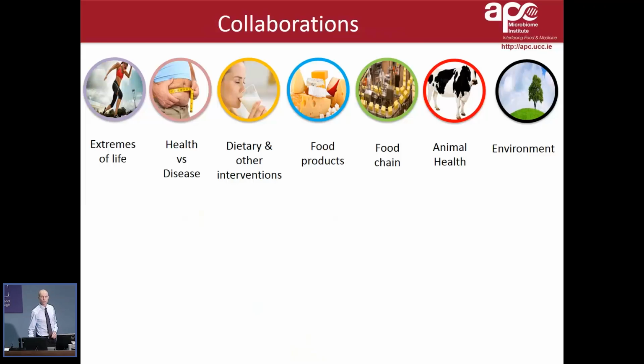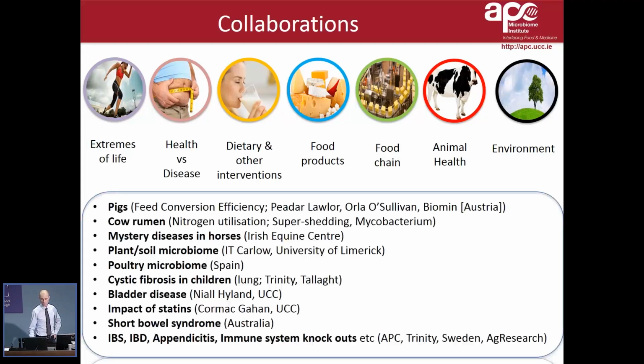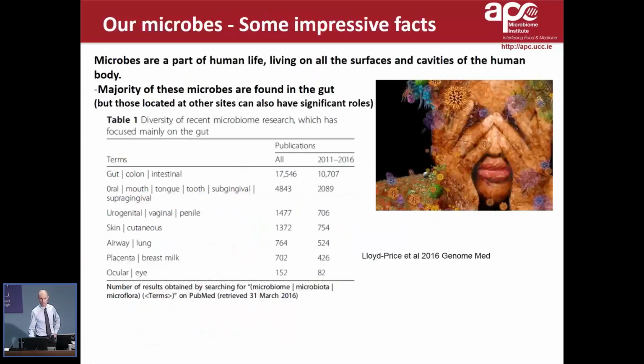At our centre, we carry out DNA sequencing on behalf of researchers at the APC and Teagasc, but we are also engaged in quite a number of collaborations. We're not designed really to make money, but rather to carry out good science. So we also look at a variety of other different microbial communities, such as those in the soil, the pig gut, the cow rumen, poultry microbiome, and a broad variety of other locations within the human body also.